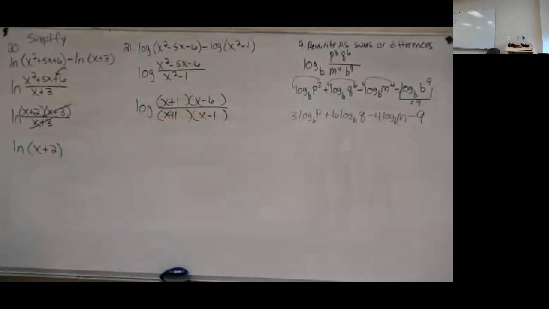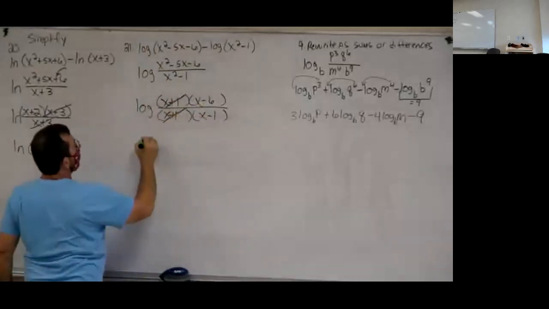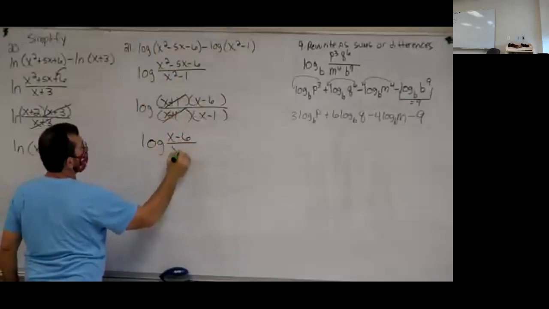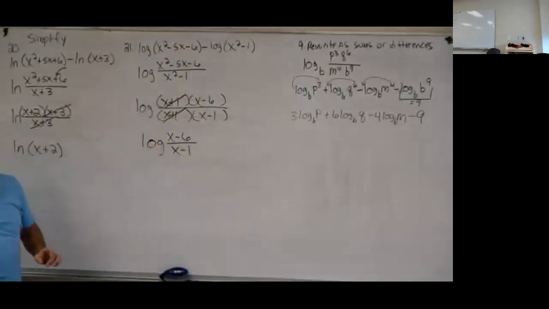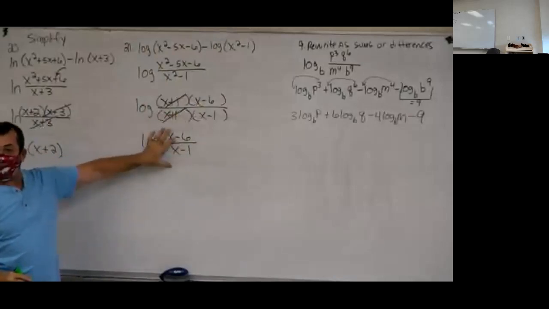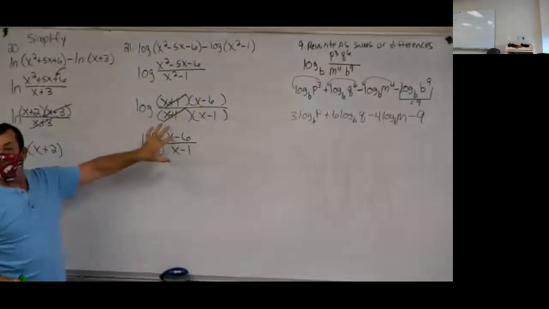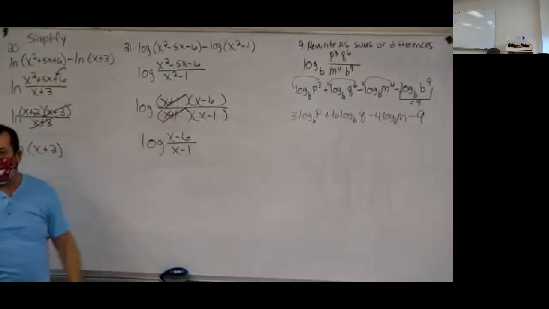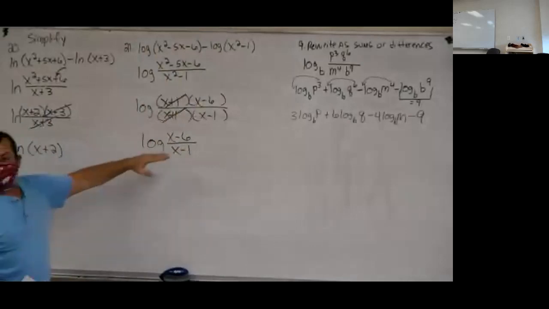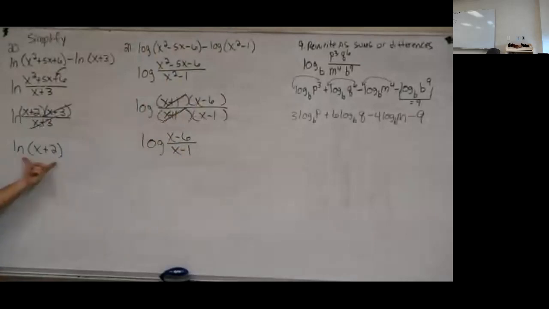Perfect. Guess what? I'm gonna cancel out the x plus 1s on this one, y'all. So those cancel, and I end up with a log of x minus 6 over x minus 1. Now let me show you. I don't have to put this one in parentheses because it's a fraction, and the top of a fraction and the bottom of a fraction are automatically treated like they're in parentheses. But had this not been a fraction, I would have kept them in parentheses, okay?